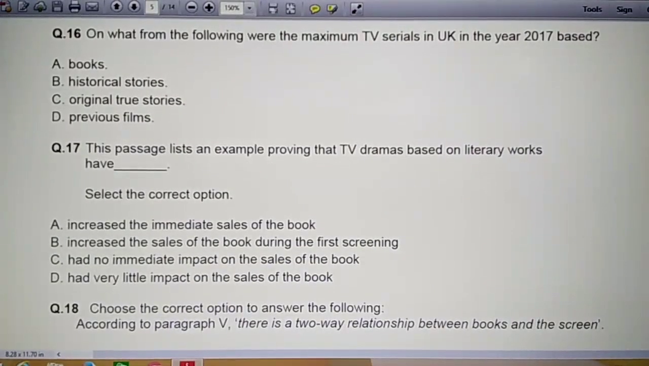Here comes question number 16. On what from the following were the maximum TV serials in the UK in the year 2017 based? So the right option for that will be books.